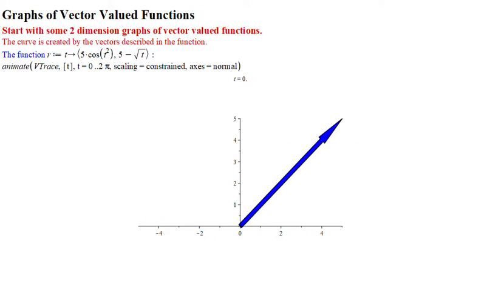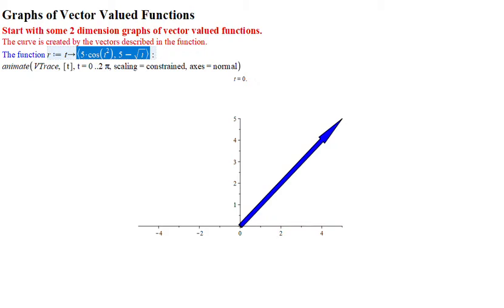Now I'm going to show you about Maple and graphing vector valued functions. First off, in the first part of this, you won't be graphing the things the same way I am. I'm using the actual vectors to illustrate the relationship between a vector valued function and the associated vectors described by that. So I'm going to start here with some two-dimensional graphs, and I've got the vector valued function that you see here, 5 cosine t squared, 5 minus the square root of t.